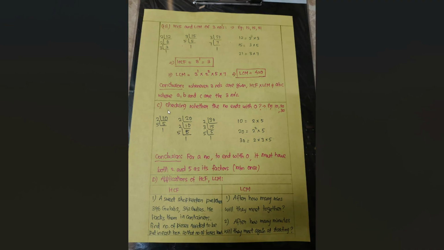Okay, the next model under FTA is checking whether numbers end with 0. So I have taken some examples of numbers that end with 0: 10, 20 and 30. Here if you see carefully, 10 can be prime factorized as 2 into 5, 20 as 2 square into 5, 30 as 2 into 3 into 5. The common thing in all these numbers is 2 and 5. At least there must be one 2 and one 5. So for a number to end with digit 0, it must have a minimum of one 2 and one 5. So like this you have to do.